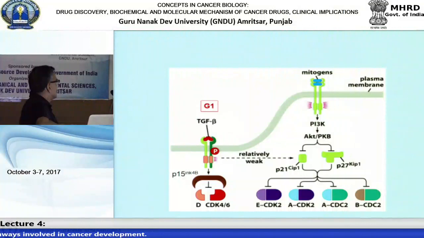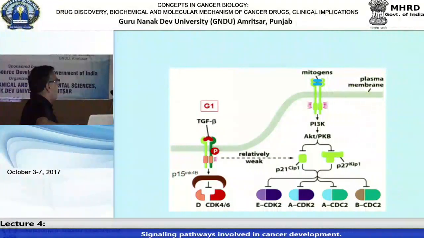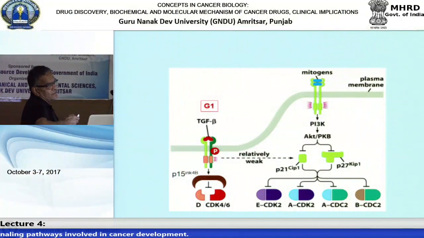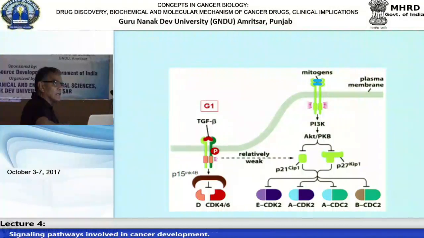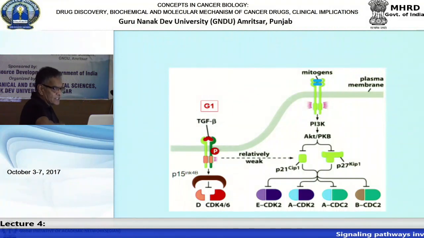TGF-beta, as I said, is a negative regulator. When it binds to the receptor, it blocks the cyclin D-CDK binding, which is going to inhibit the cell cycle and inhibit cell proliferation. So all the growth factors we talked about, EGF, PDGF, and the others, are all mitogenic. TGF-beta is a suppressor. It is not a mitogen, it's an inhibitor, and it uses a different system.